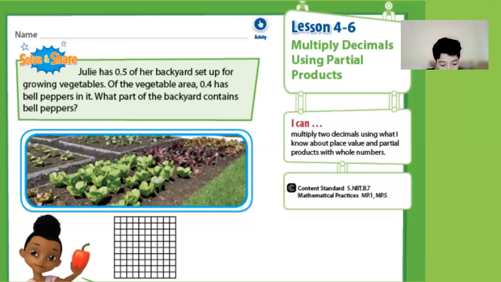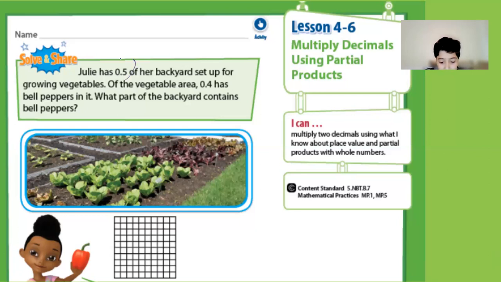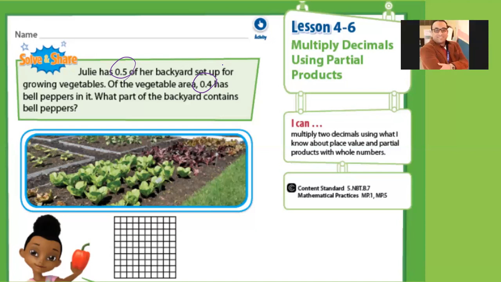Julie has 0.5 of her backyard set up for growing vegetables. Of the vegetable area, 0.4 has bell peppers in it. What part of the backyard contains bell peppers? As you see, my dear students, Abdurrahman mentioned two decimal factors, both of them less than 1. The first one is 0.5, sure, it is less than 1, and the other one also is less than 1. It is 0.4.